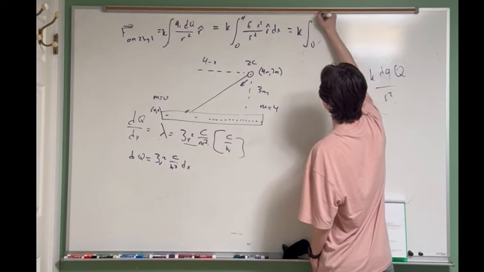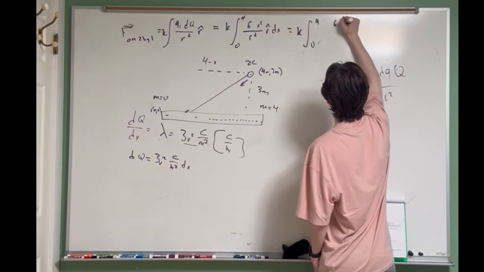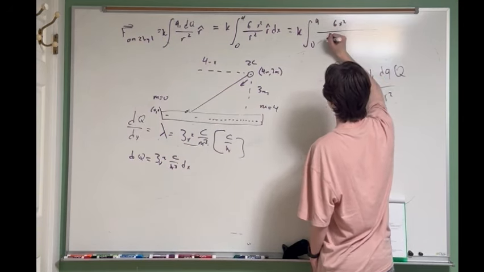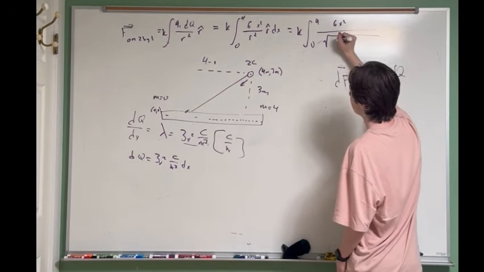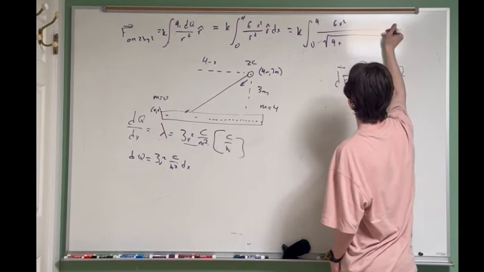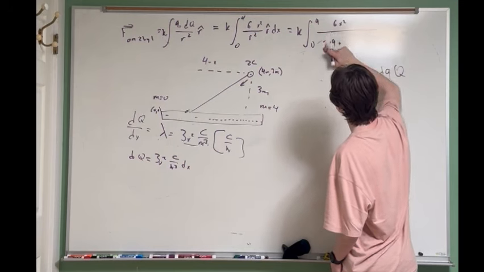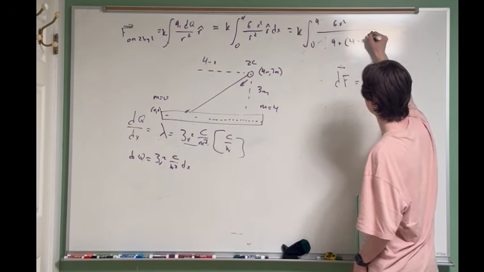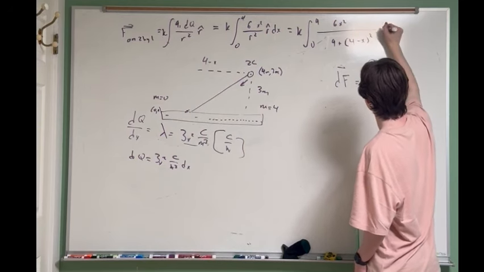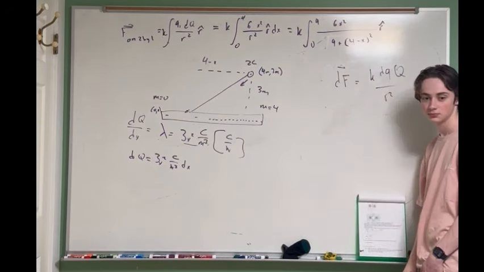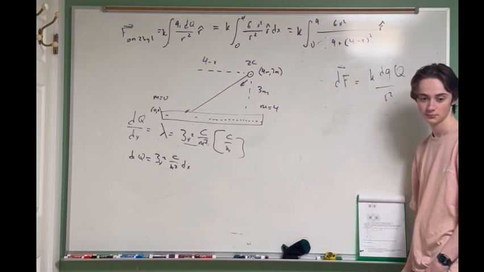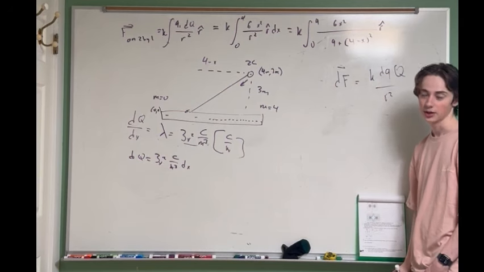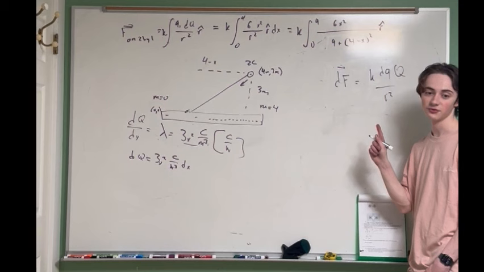We have k times the integral from 0 to 4 of 6x squared over the square root of 9 plus 4 minus x squared, and then squared, so it's going to cancel out. And we still have r hat. I plug that into the calculator and it does it for me, right? Right, you don't need to integrate this. We're looking for an integral expression.